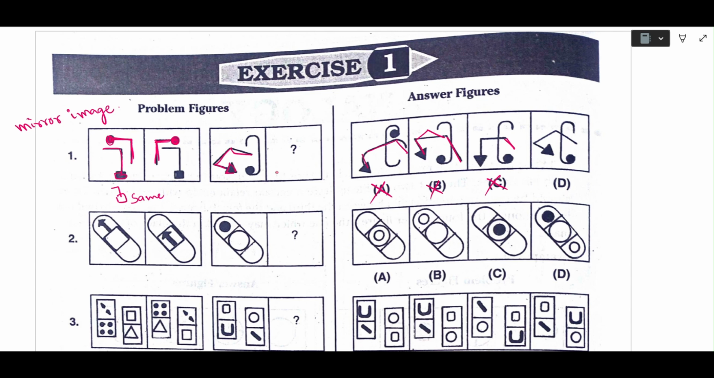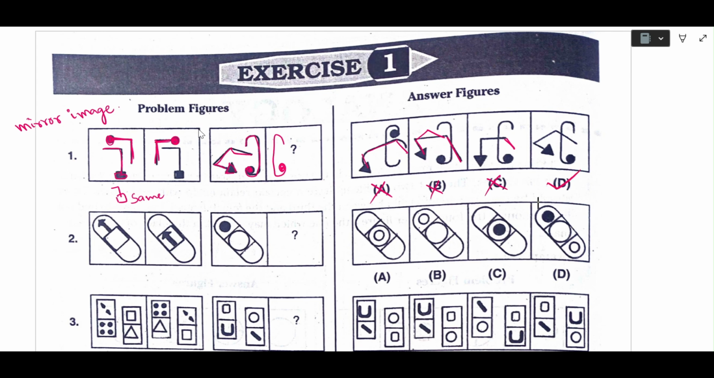Let's see, the triangle shape symbol is the same and the other one, this one, has got mirror imaged. So what will be the mirror image of this? Obviously it will be like this, right? So we can see that image here, so we could see D as our correct option.